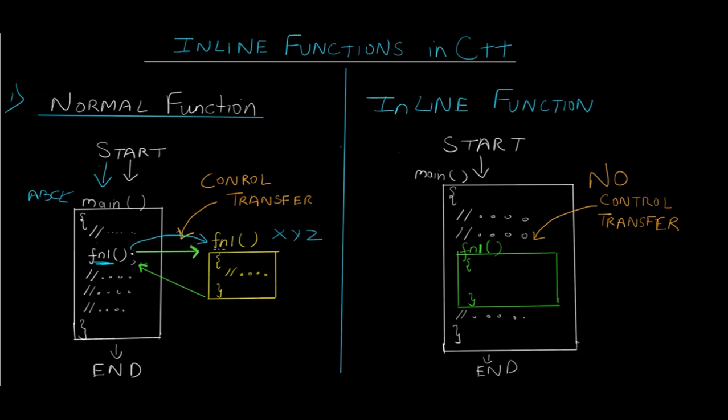After function 1 has completed execution, again the control is transferred back to this main function, and then the remaining part of the main function is executed. So this is what happens in a normal function, wherein there is a control transfer.